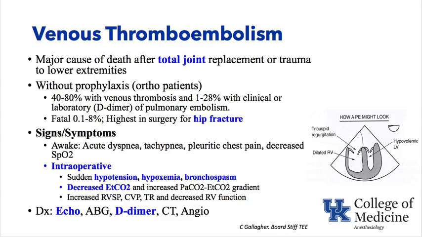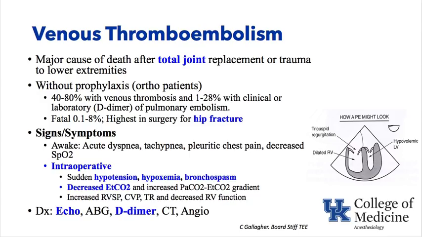And the picture on the right is an attempt to show what a heart might look like that is being forced to beat against an embolus or thrombus sitting out in the pulmonary artery. The right side is dilated, tricuspid regurgitation occurs, and the left side is underloaded and small. The diagnosis of venous thromboembolism can be made with echocardiography, although frequently you don't actually see the thrombus sitting out in the pulmonary artery.